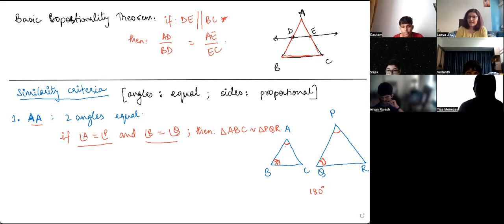So if two of the angles are equal, like let's say the value of A is X and the value of B is Y, here also it will be X and Y. Then if two of the angles are equal, the third angle will automatically be equal, since the sum has to be 180. Right? So you don't have to prove that the third is equal. If two of them are equal, the third will automatically be equal. That's why you'll directly say triangles are similar. That's how it works. Okay.